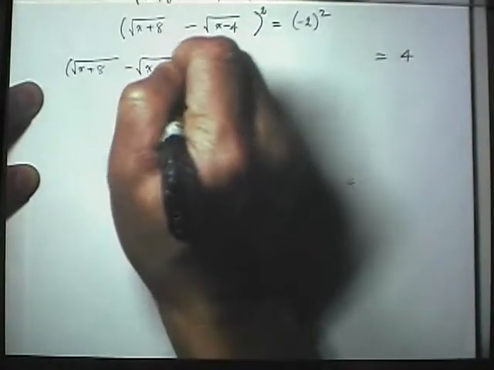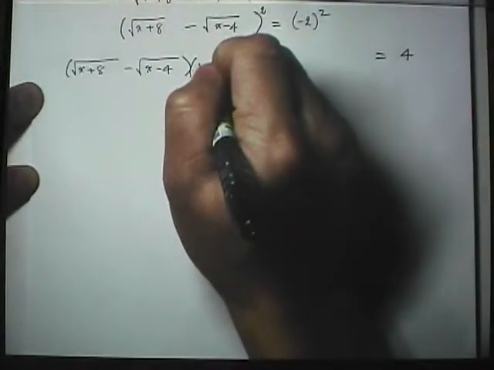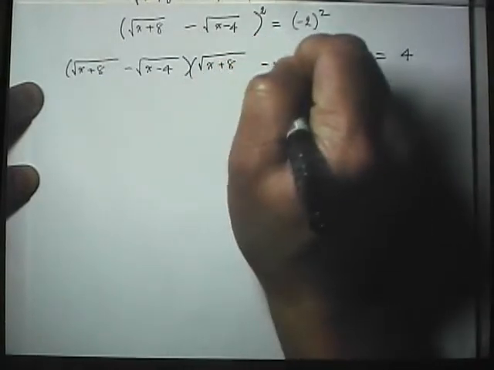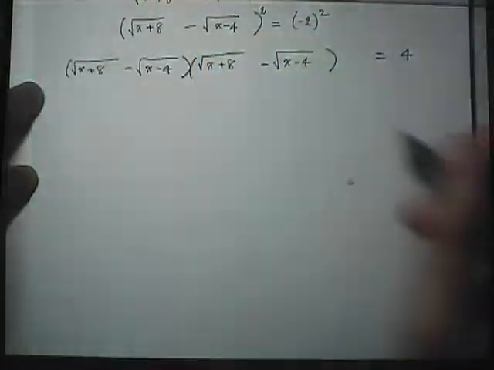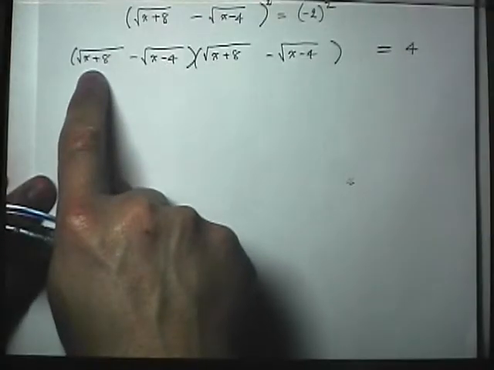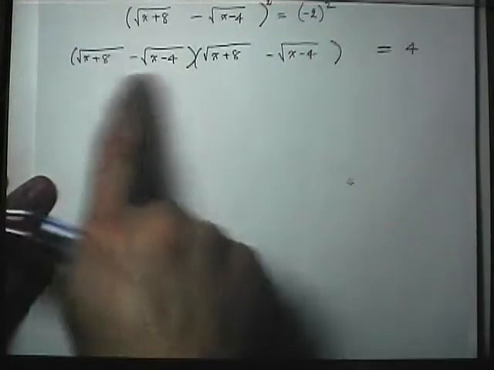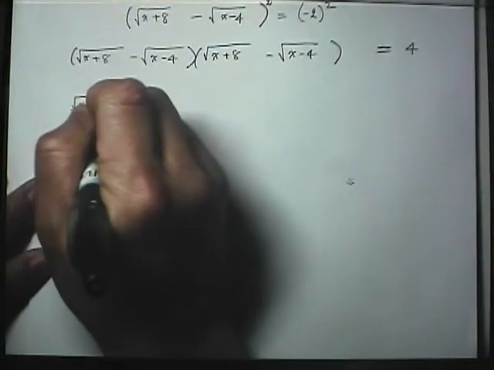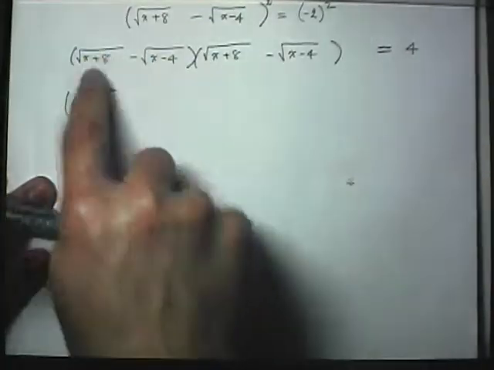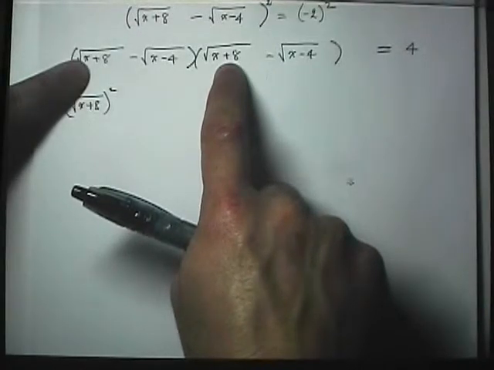So think of all that here as square root of x plus 8 minus square root of x minus 4 times itself again, square root of x plus 8 minus square root of x minus 4. You see you have two identical factors just like that. So now you're going to start FOILing, and pay attention to your FOILing. I'm going to go as slow as possible. Square root of x plus 8 times square root of x plus 8 gives me square root of x plus 8 all squared, because I have two identical factors multiplied together. That's the first step in FOILing.